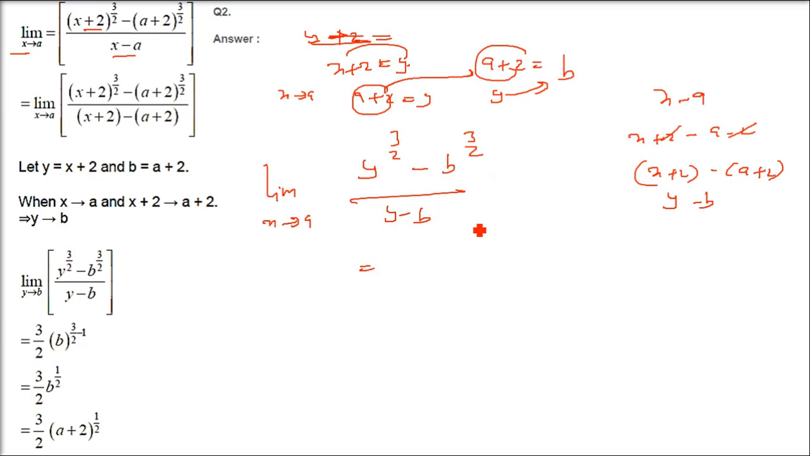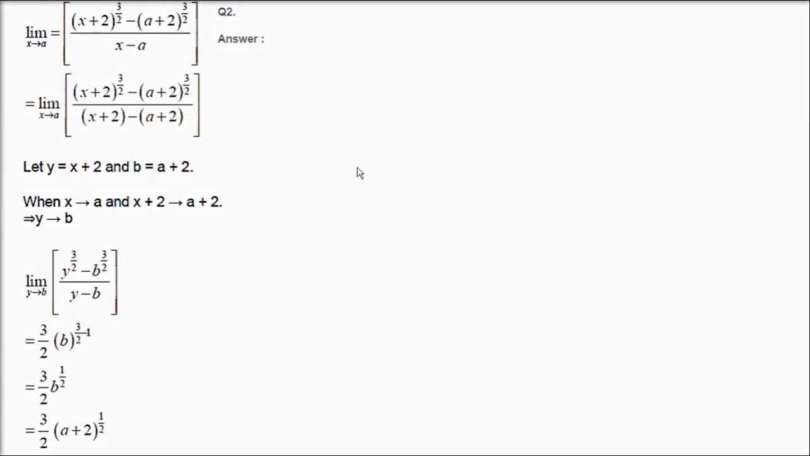So now the expression has come and we know the actual result here. It is n a to the power n minus 1, so 3 by 2, and a is b here, b to the power n minus 1. 3 by 2 minus 1 is what? 3 minus 2 by 2, that is 1 by 2. And we cannot just leave this b, because b we have taken by ourselves. So b was a plus 2. Now put 3 by 2, a plus 2 to the power 1 by 2.